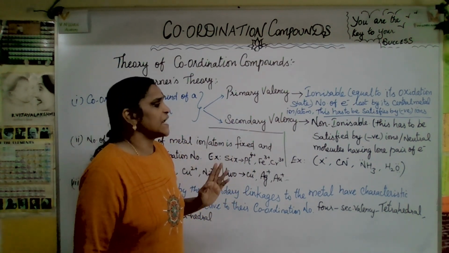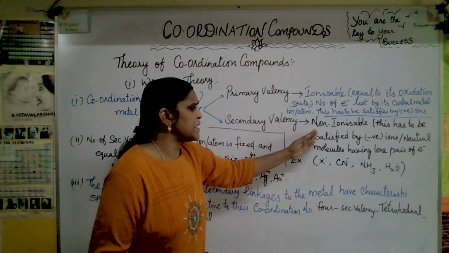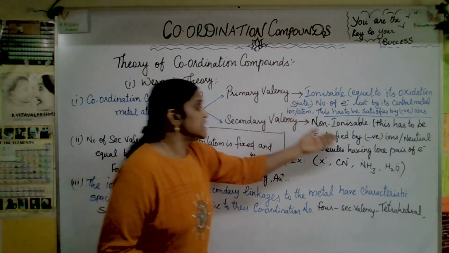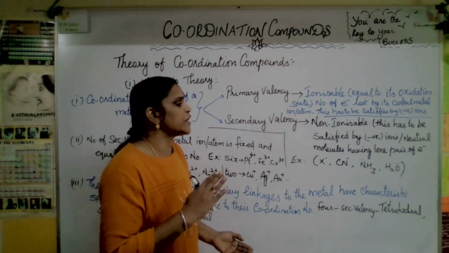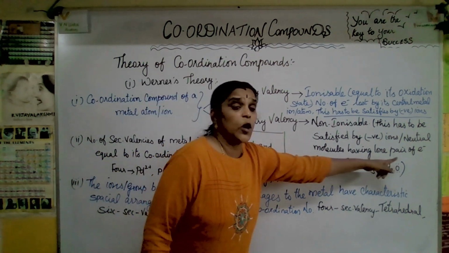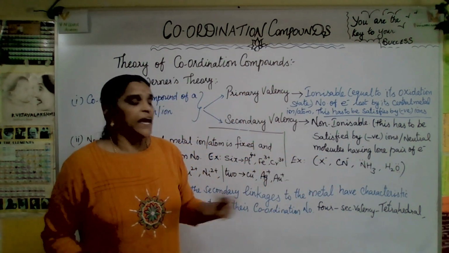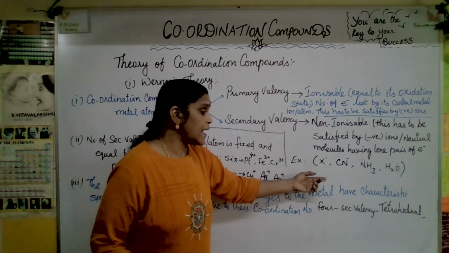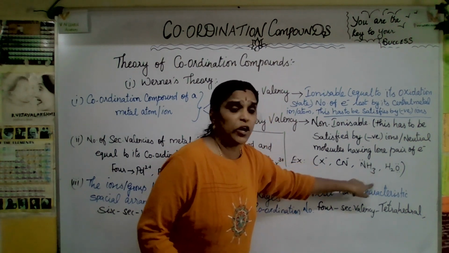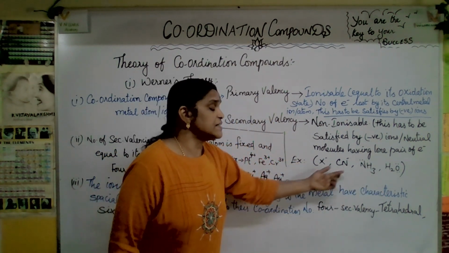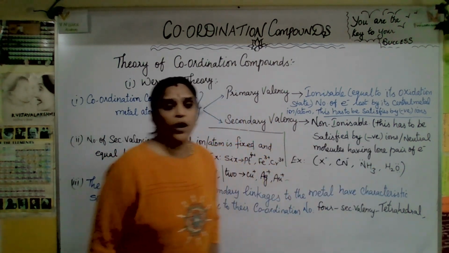Now what about the secondary valency? As I already mentioned, it is non-ionizable. This has to be satisfied by negative ions and neutral molecules having a lone pair of electrons. Examples are halogen, cyanide, ammonia, and water. Ammonia and water are neutral. Halogen and cyanide are negative ions.